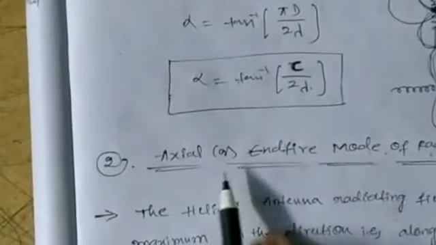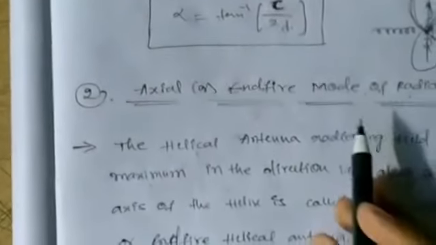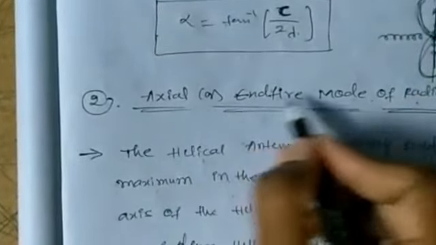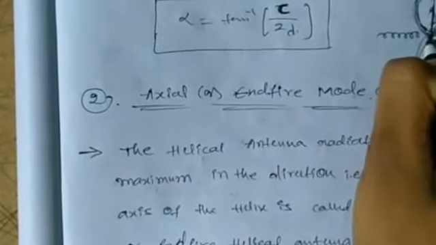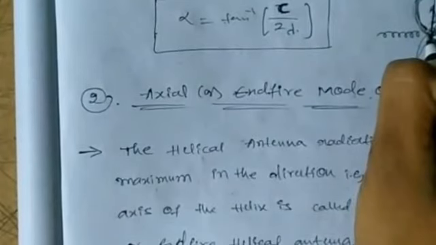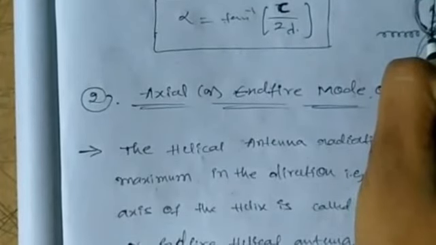Now here we are seeing the axial or end fire mode. In this axial or end fire mode, the maximum radiation takes place in the helix axis direction only. This one is the helical antenna axis, the helical axis. Coming to the normal mode, the maximum radiation takes place perpendicular to the helix axis.